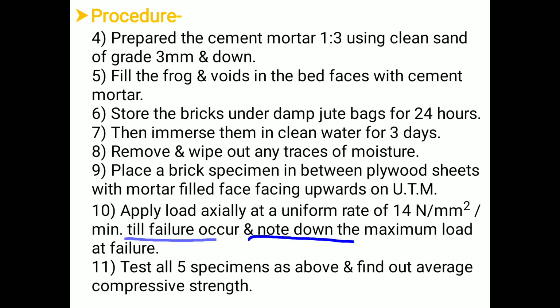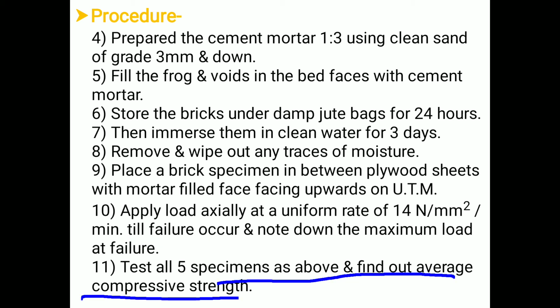After that, we have to note down the maximum load at failure. In this manner, test all the 5 specimens as above and find out the average compressive strength. Which formula do we use to find the average compressive strength? It is given by the load at which the brick fails divided by the area of the brick. First, the area of the brick.